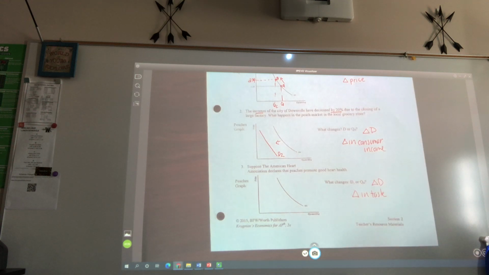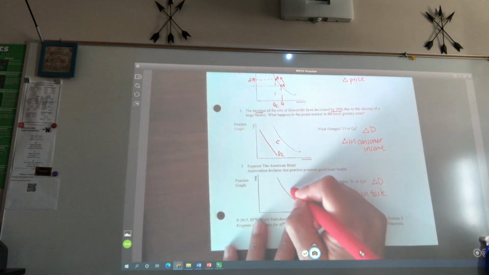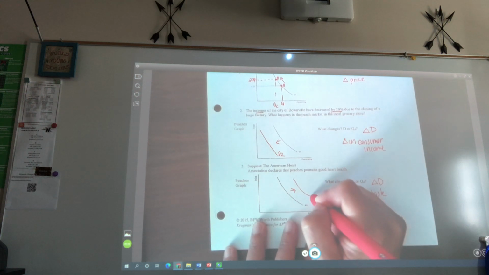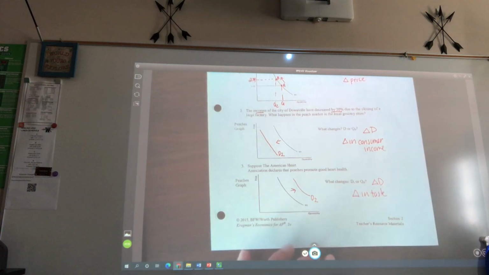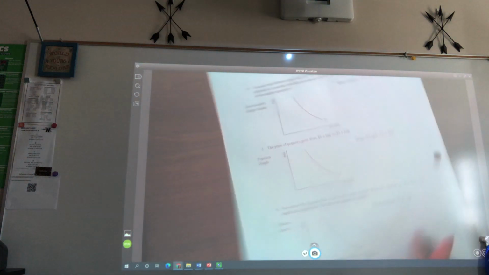Okay, so what is going to happen to my demand curve for peaches? Go right. It's going to go to the right because people are going to be eating peaches, they're going to go and pick some out. Okay, how do y'all feel? Good. Let's look at two more, I think it's two more, three more, I don't know how to count.